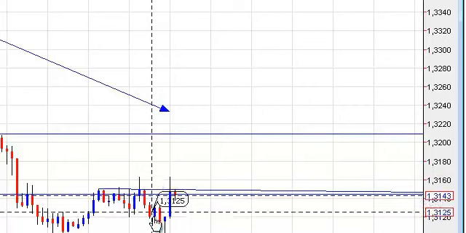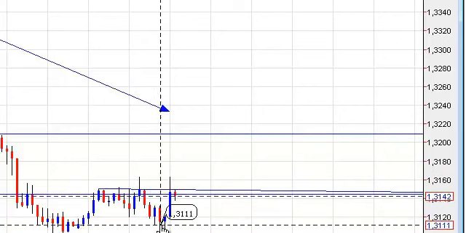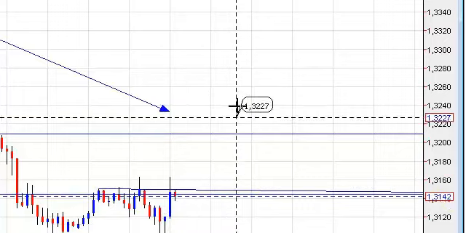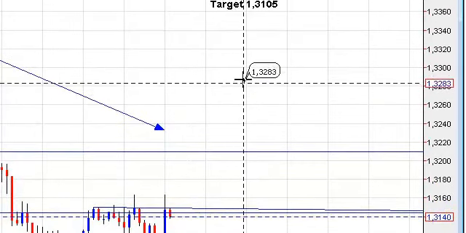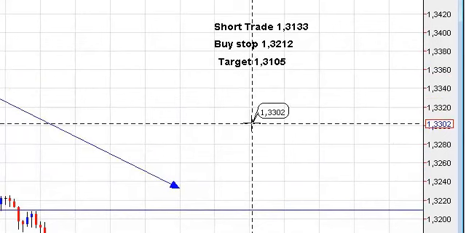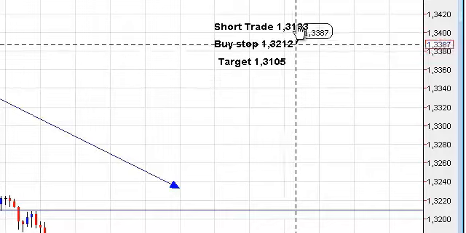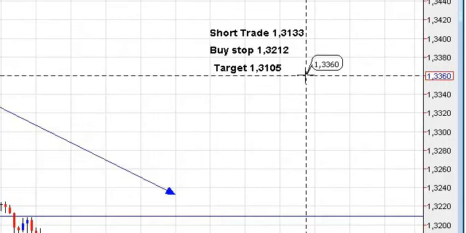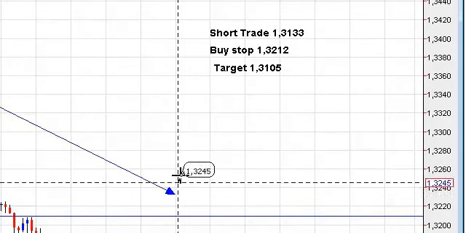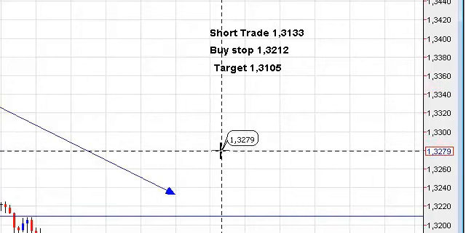And then the price continued to move to the downside. After the push up, it hit my target and I was out of the trade. So I banked a profit of 28 pips on this trade. It was a nice move, nice setup. And then we move on to the next trade.